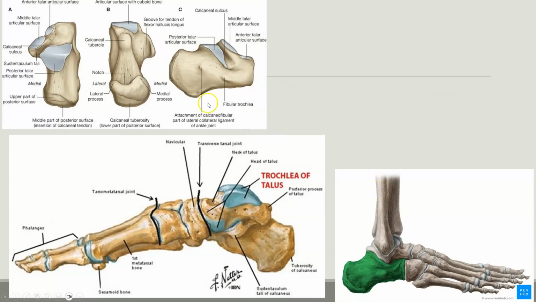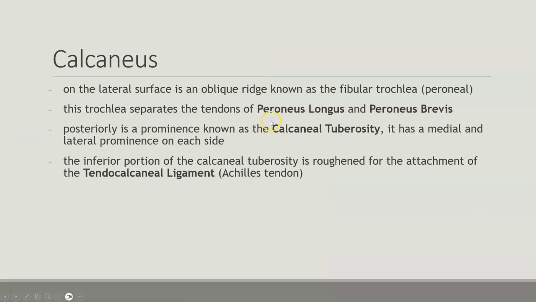So we can see here is the fibular trochlea. Longus is going to go under and head off more distal to the foot, and brevis is going to travel over top of the trochlea and head out to the fifth toe. So again, it separates the tendons of peroneus longus and peroneus brevis.